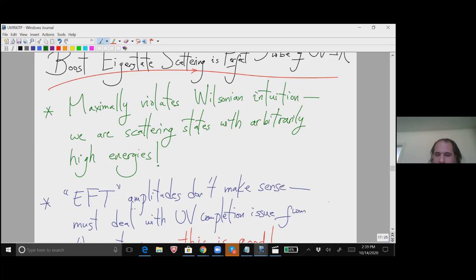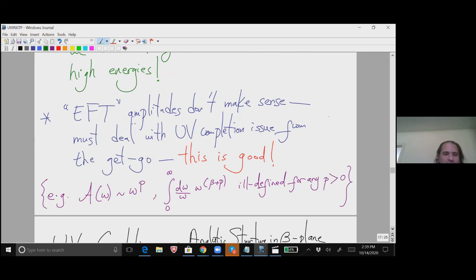So here's a very simple example. Imagine we have 2 to 2 gravity amplitudes, pions, whatever. A low energy amplitude, M of omega, I'll call it M, not to confuse. These are the ordinary 2 to 2 amplitudes. Let's say they go like omega squared or omega to some power. Well, that's what we get in effective field theory. If you shove that into the Mellin transform, you just get something totally ill-defined. You get the integral d omega over omega to the beta plus 2. It's a divergent integral, totally ill-defined for any p bigger than 0.